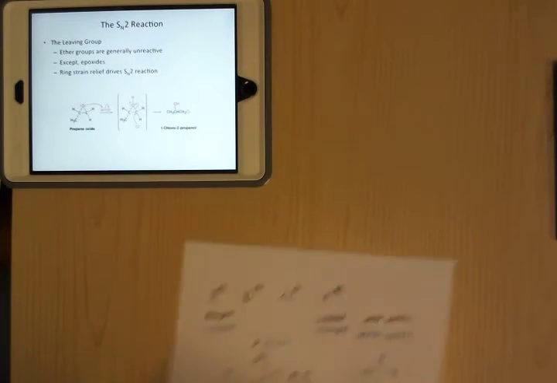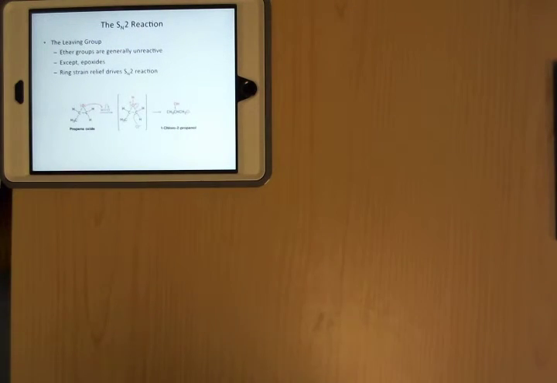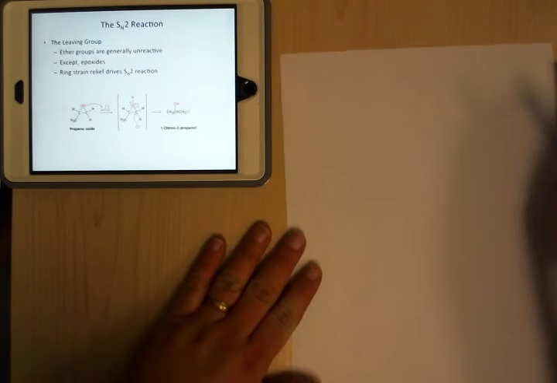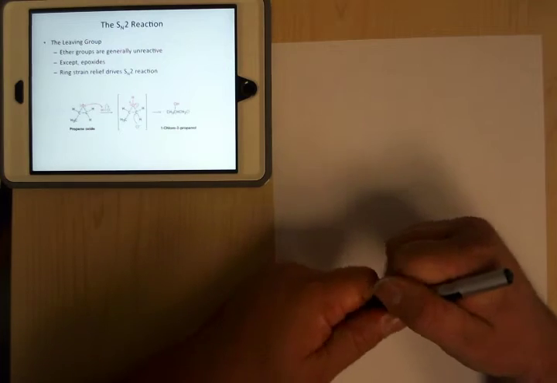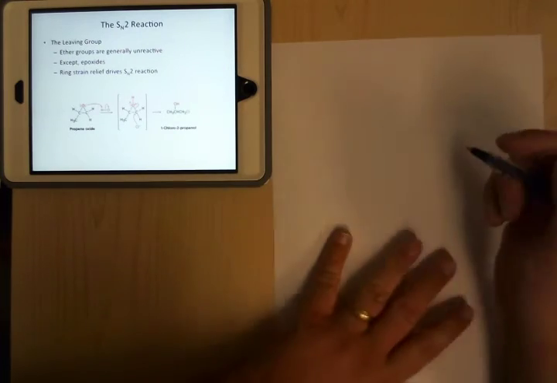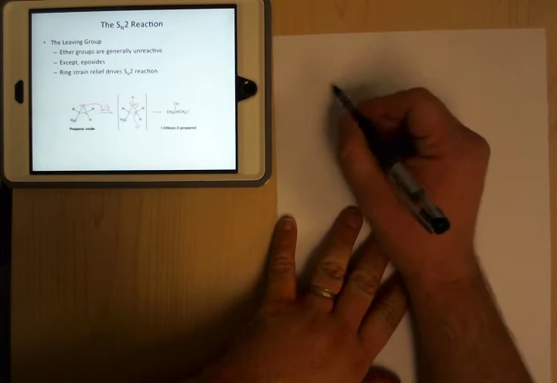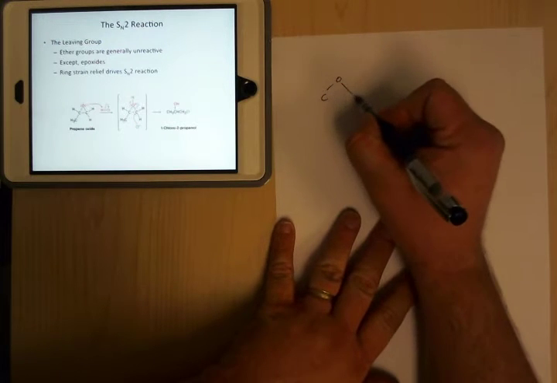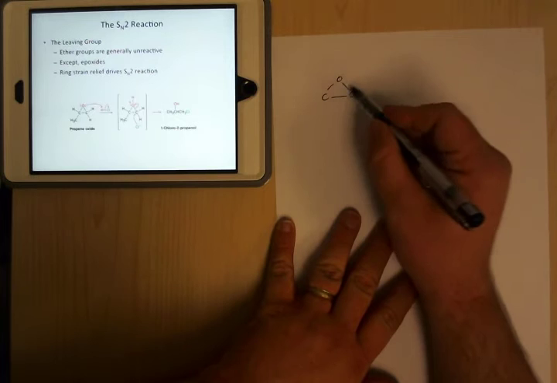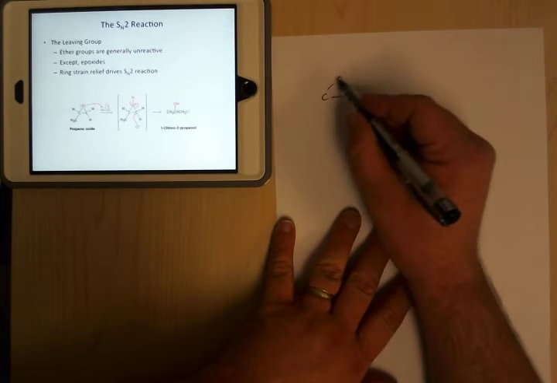Now, one of the other things we talk about: ethers are generally pretty stable, right? That's why we use them for solvents. So they don't react. The exception to this is what are called epoxides, and these are the ones, if you remember back from way back when we were talking about cycloalkanes.